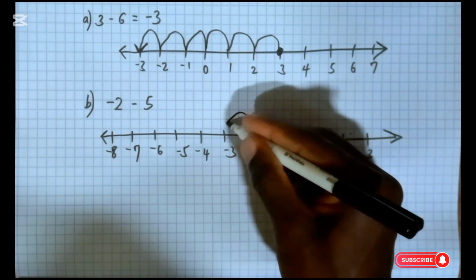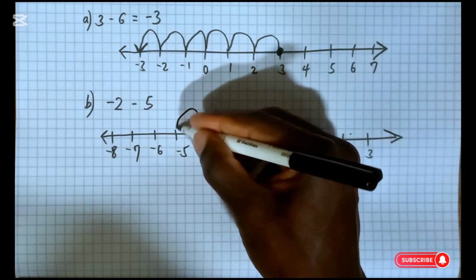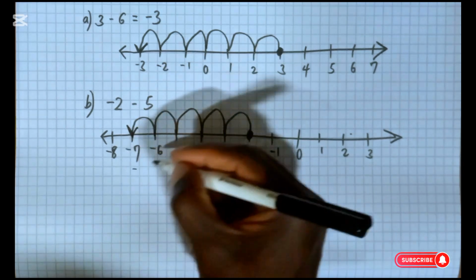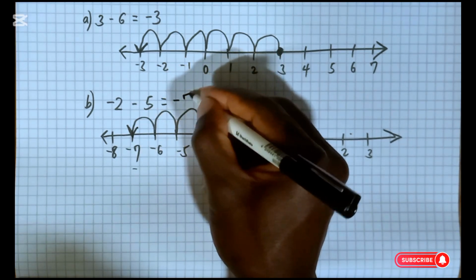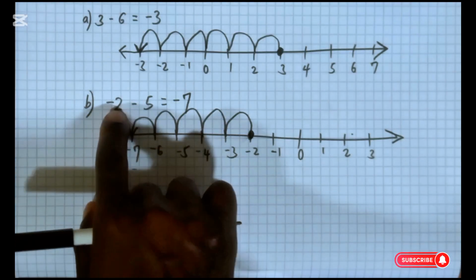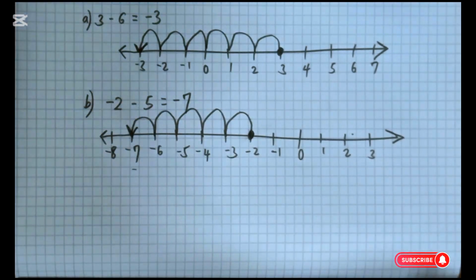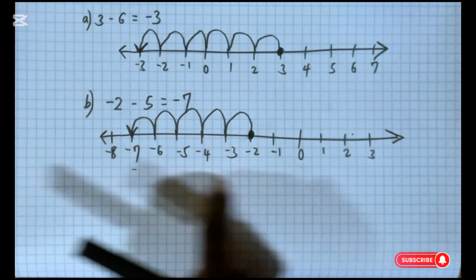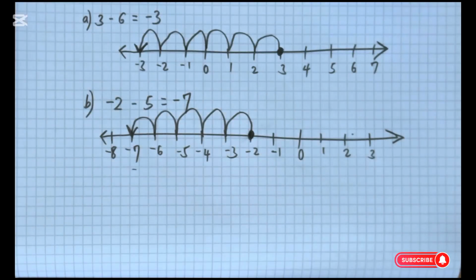So we're going to move 1, 2, 3, 4, 5 right here. So this number here, negative 7, is what will be our answer. So when you take negative 2 minus 5, we expect that you're going to get negative 7, as I have shown here. So that is it for this particular class.